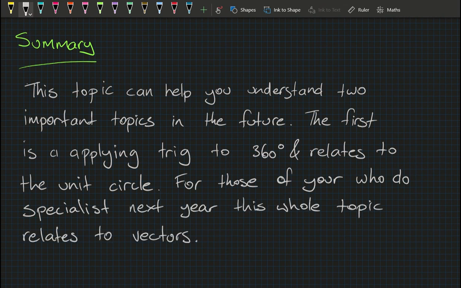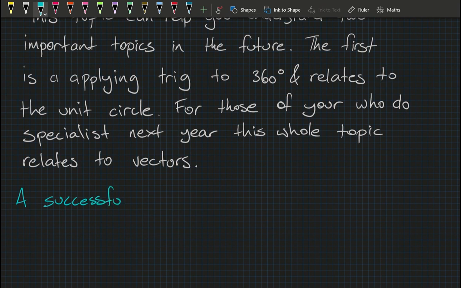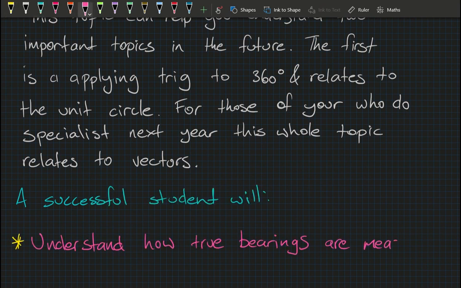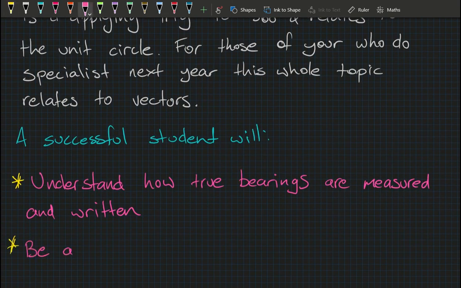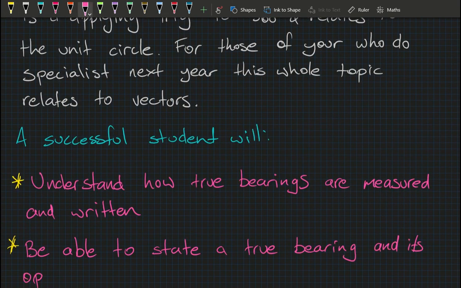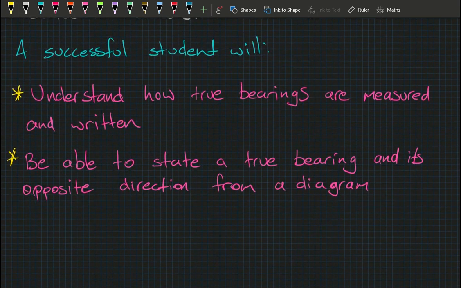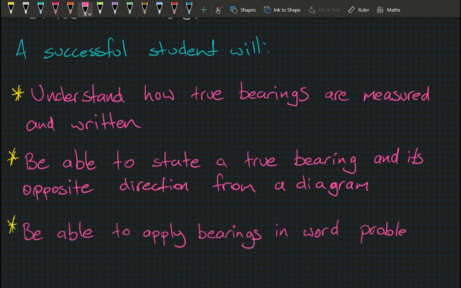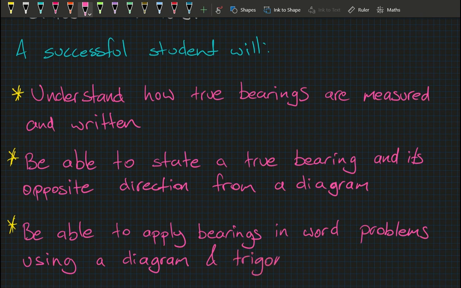Alright, so a successful student from this lesson will understand how true bearings are measured and written, be able to state a true bearing and its opposite direction from a diagram, and finally be able to apply bearings in worded problems using a diagram and trigonometry.